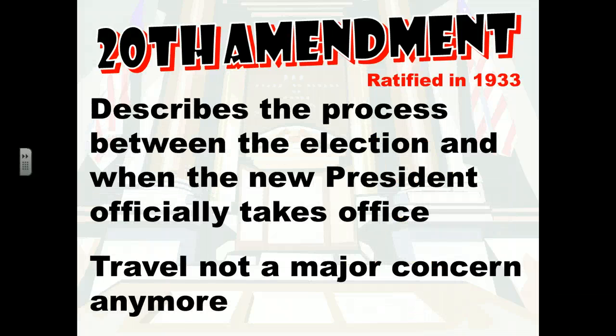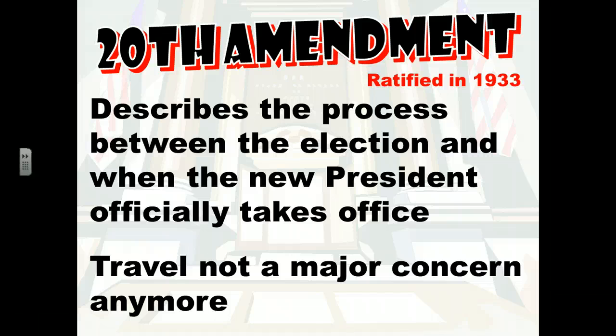The 20th Amendment is ratified in 1933. This describes the process between the election and when the new president officially takes office. So we're currently in that time period right now. So we voted in the general election for the president, but now we have to wait for the official inauguration day when the president is sworn in. And they used to have it as a fairly long period of time. I believe at one point it was maybe 4 or 5 months in between the election and the actual inauguration, because people had to travel by horses. If you're in Georgia and you had to travel up to Washington, D.C., that would take quite a while.